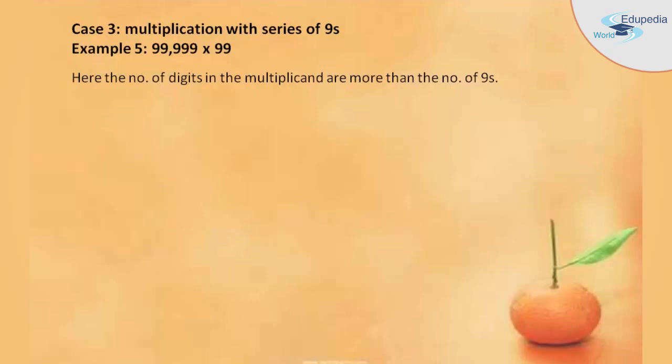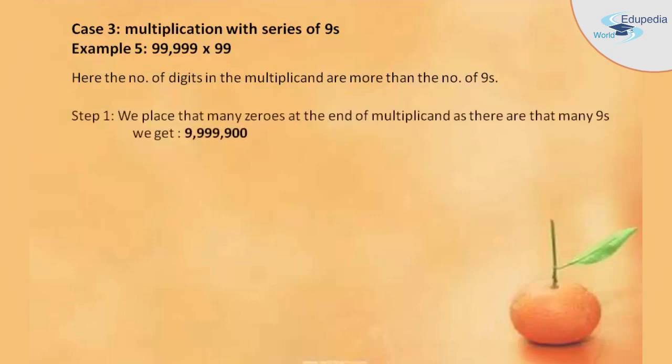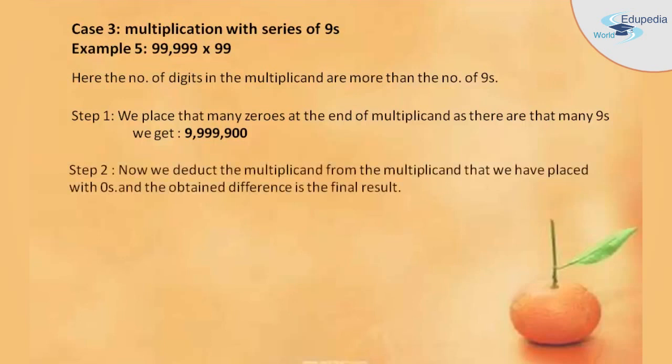So guys, I think you know what the first step is that we have to perform while doing case number 3 shortcut. We have to place that many zeros at the end of the multiplicand as there are 9s in the series of 9s. Since in this example I have 2 nines in the series of 9s, I am placing 2 zeros at the end of the multiplicand, that is 99,999, and it becomes 9,999,900. And you know what step number 2 is? We have to deduct the multiplicand from the multiplicand that we have placed with zeros, and the difference that is obtained is considered as the final result.